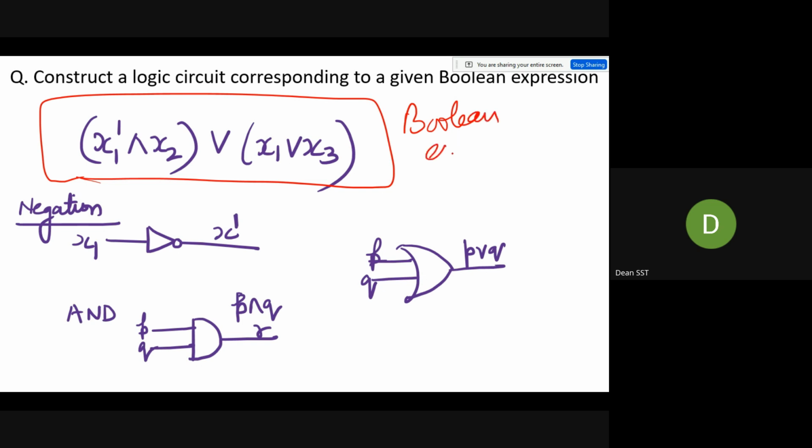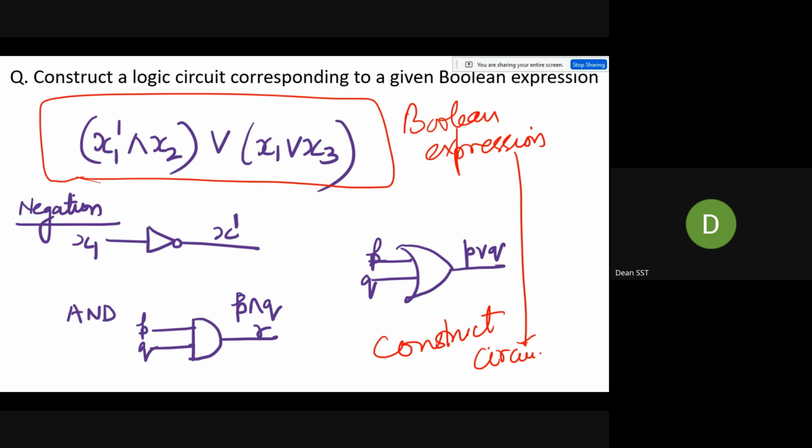A Boolean expression is given and you have to construct the circuit diagram. Is it clear? So how will you proceed? Let us see what operations are there. You have negation. So how is negation represented? Like this.